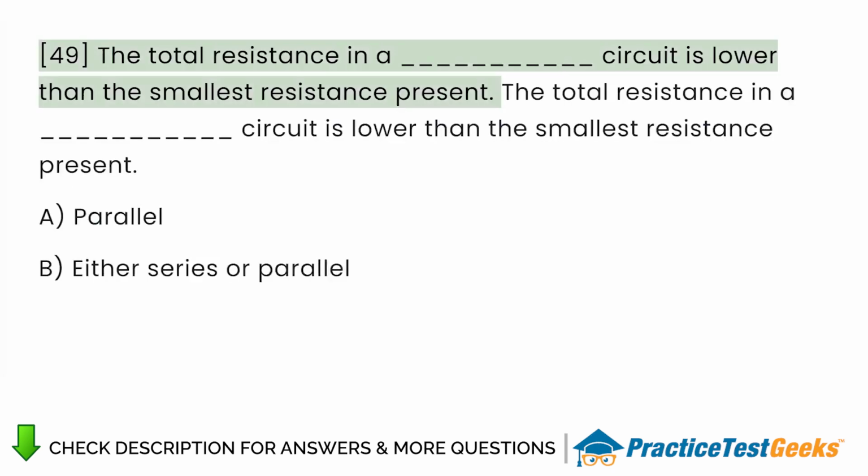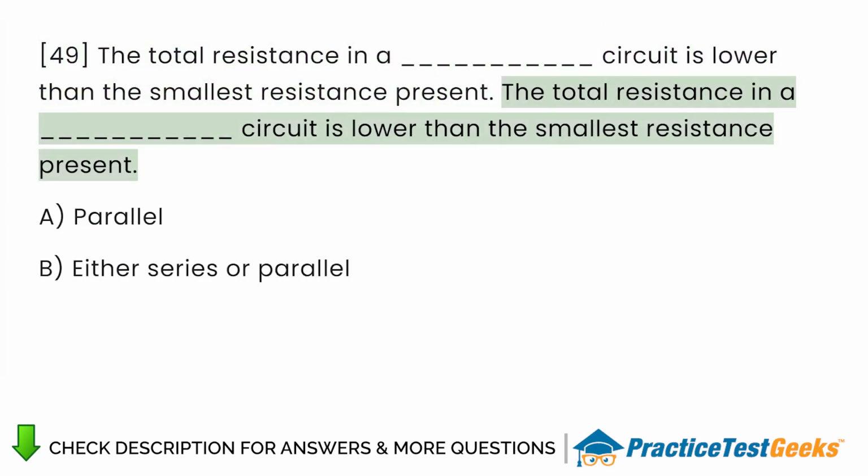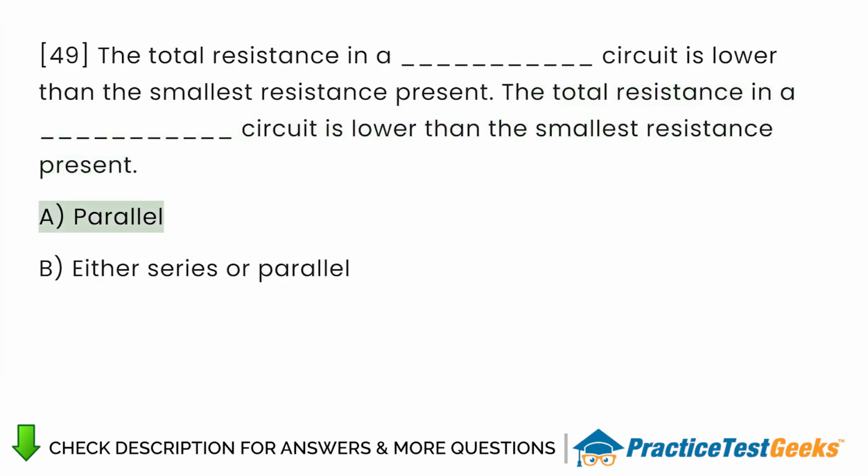The total resistance in a circuit is lower than the smallest resistance present. A. Parallel. B. Either series or parallel.